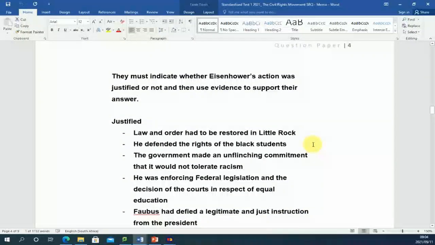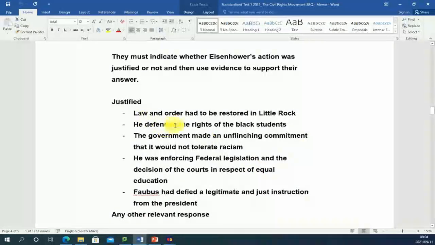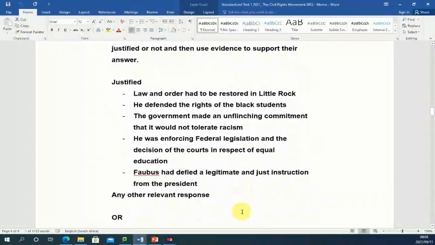Okay. So if he was justified, okay, law and order had to be restored in Little Rock. He defended the rights of black students. The government made an unflinching commitment that it would not tolerate racism. He was for enforcing federal legislation, so national legislation, and the decision of the courts in respect of equal education. And Forbes had defied a legitimate and just instruction from the president. Okay. And also they are looking at if there are any other relevant responses that learners come up with.